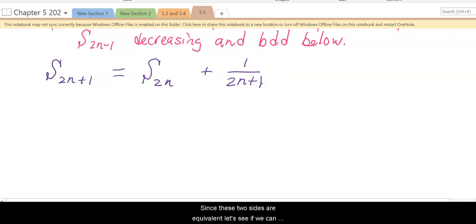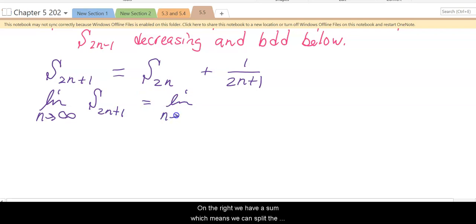Since these two sides are equivalent, let's see if we can find the limit of s sub 2n plus 1 by taking the limit of both sides as n goes to infinity. When we take the limit of both sides as n goes to infinity, on the right we have a sum, which means we can split the sum into the two separate limits.